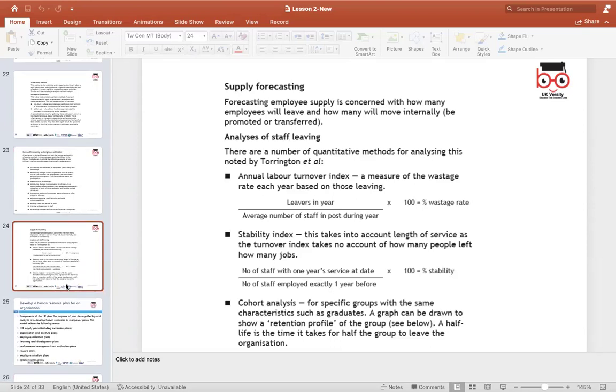Now supply forecasting. So in supply forecasting, they basically focus on the number of people that are going to leave the organization in the next 5 years and how many people will internally do better and will progress into their job roles, so that they need to hire fewer people in higher positions.